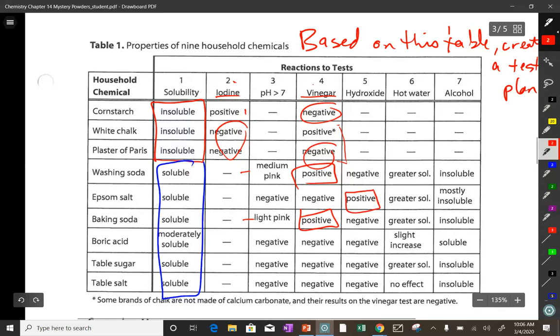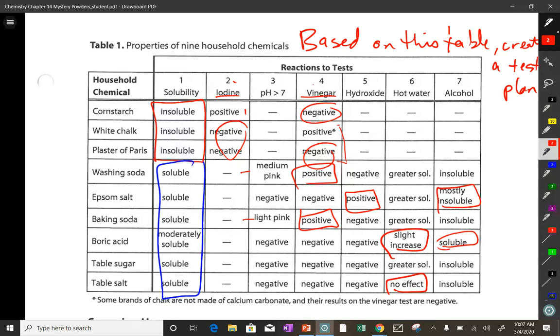This here has a slight increase and no effect. Those are small. And then this one here has soluble, mostly soluble. So the best you're going to do is separating 2 from the rest. And so you choose which test am I going to do second.